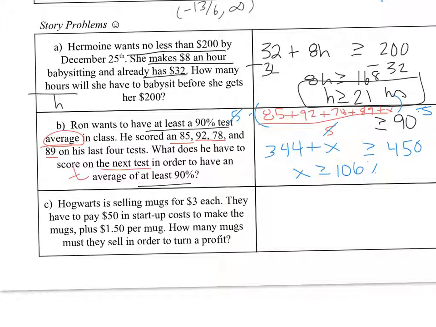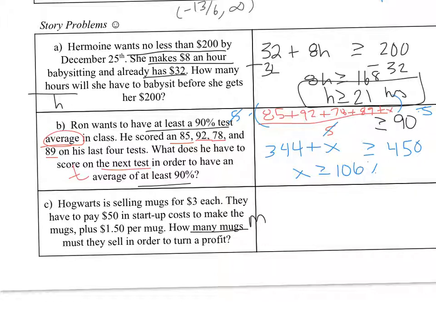And the last one, Hogwarts is selling mugs for $3 each. They have to pay $50 in startup costs to make mugs, plus $1.50 per mug. How many mugs must they sell in order to turn a profit? So I'm going to let how many mugs be my variable.